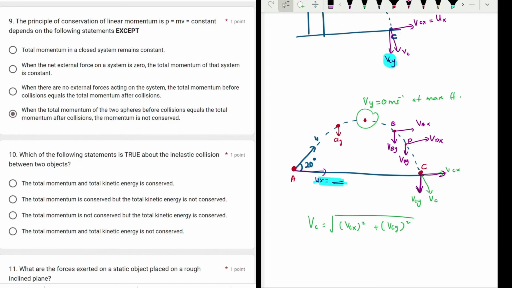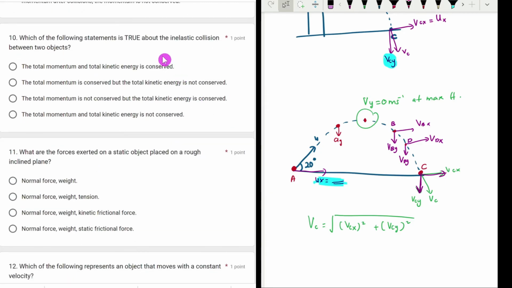Alright, question number 10. Which of the following statements is true about the inelastic collision between two objects? Okay, the total momentum and total kinetic energy are conserved. Salah. Remember inelastic, apa yang conserve? Momentum saja yang conserve, but the total kinetic energy before and after collision is not conserved. So jawapan yang paling tepat adalah D lah. The total momentum, bukan, D pun bukan. Okay, total momentum conserved, but the total kinetic energy is not conserved. So the answer is B lah.